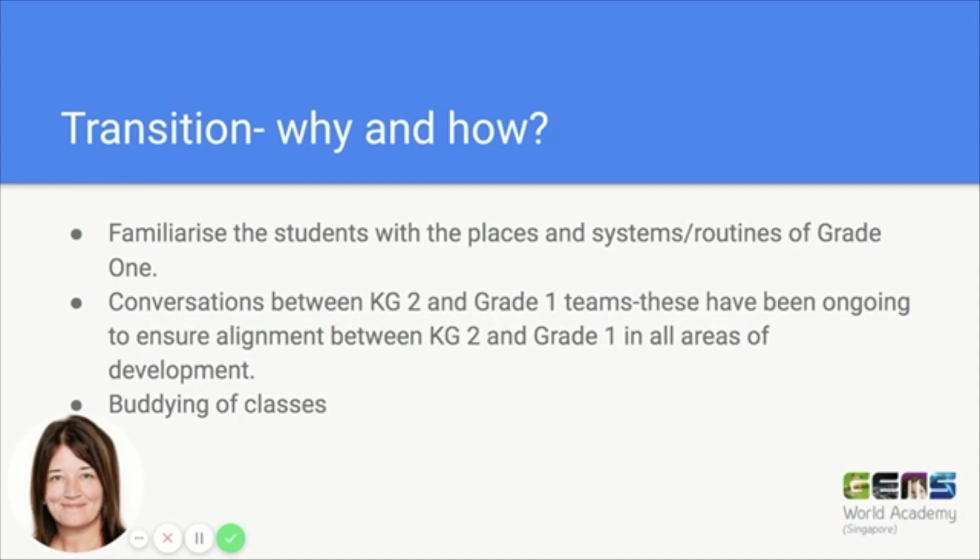So the transition, why do we do it and how do we do it? The reason why we usually have a transition in place for the children is to familiarise the KG2s with the places and systems and routines of Grade 1. Typically how we do this is that during the month of May, we buddy up with a Grade 1 class and we have several visits where we visit the Grade 1 classroom, we participate in their activities, they will show us around their spaces, we get to meet the Grade 1 students and they answer questions for us about Grade 1.